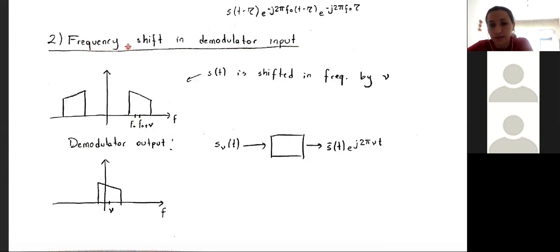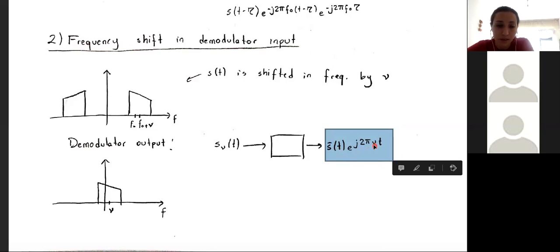Now, if there is a frequency shift in your S of t signal due to the velocity of the target that was hit by the radar signal, that means in the frequency domain your S of t signal will be shifted by this frequency amount. Let's call that V. The demodulator output will again be this portion shifted to the origin by f0, and that means you're going to see this portion of the signal shifted by V in the frequency domain. So you can simply think that the demodulator output will be the complex baseband signal shifted by frequency V.